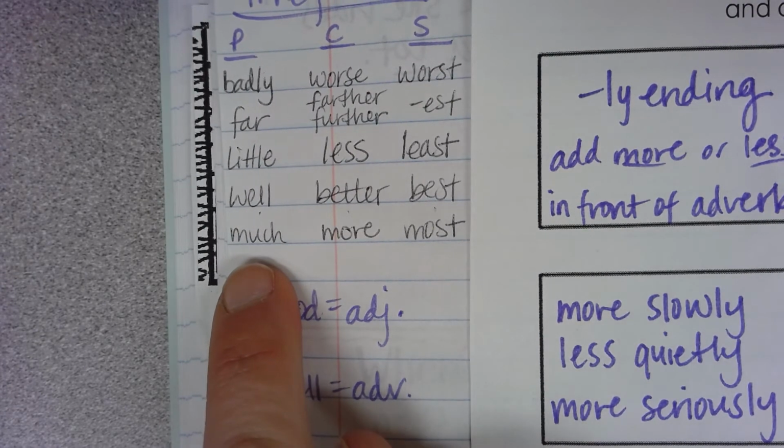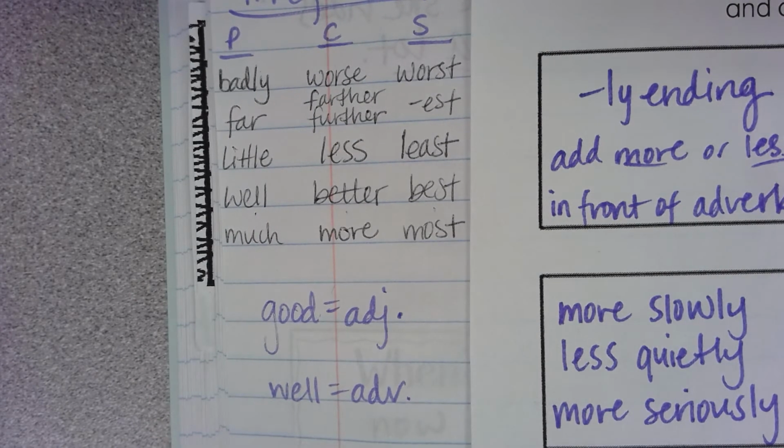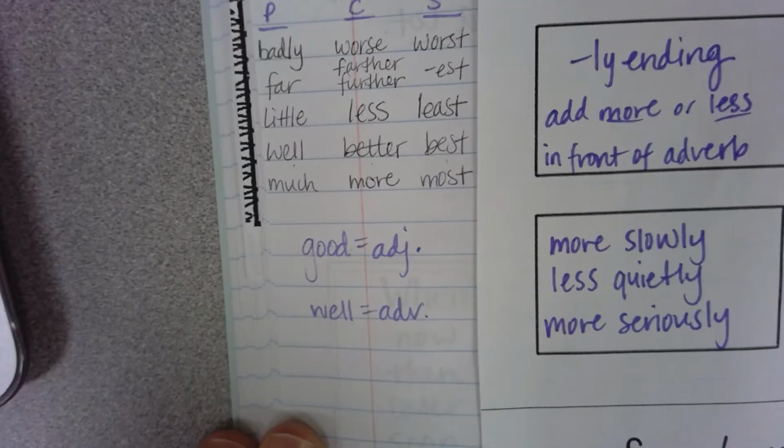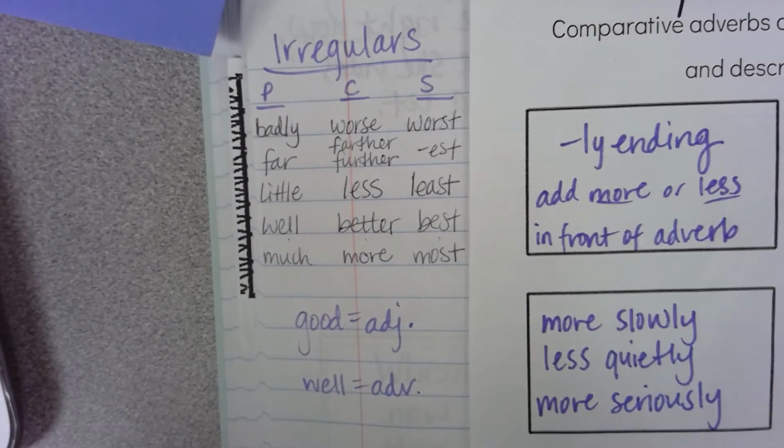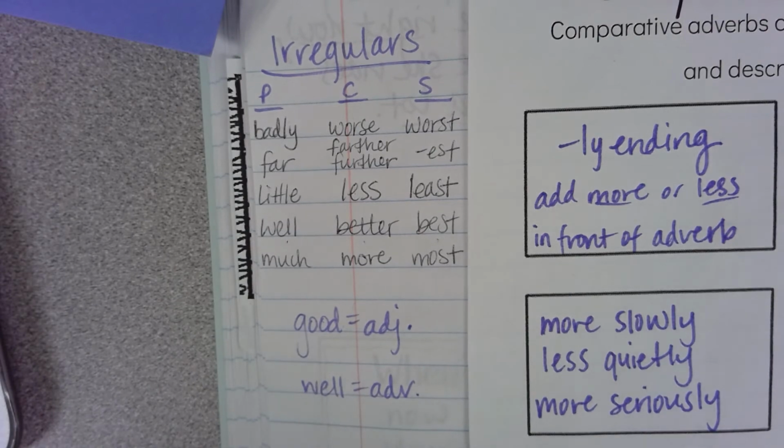And then the last one is much. You liked it very much, but you liked it more than the other gift, and you liked it most out of the rest of the gifts. So much, more, most. So just make sure you have this copied down. If you had enough room, you could copy it here. If you needed to use the next page, that's fine too. Just come up with a title that fits this chart.